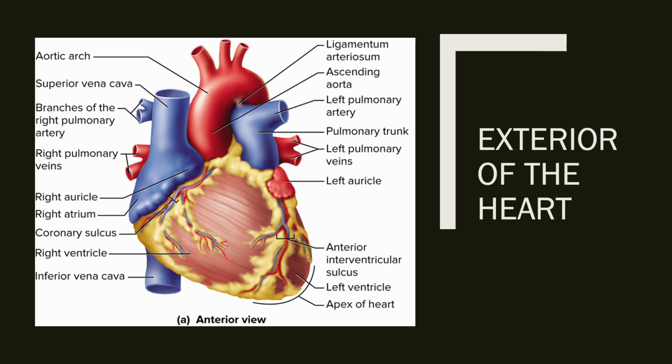When you're doing the Visible Body for this week, it's going to be really hard to identify the atria and ventricles on the external heart model. Look for the auricles. They will make it so much easier if you know what you're looking for.